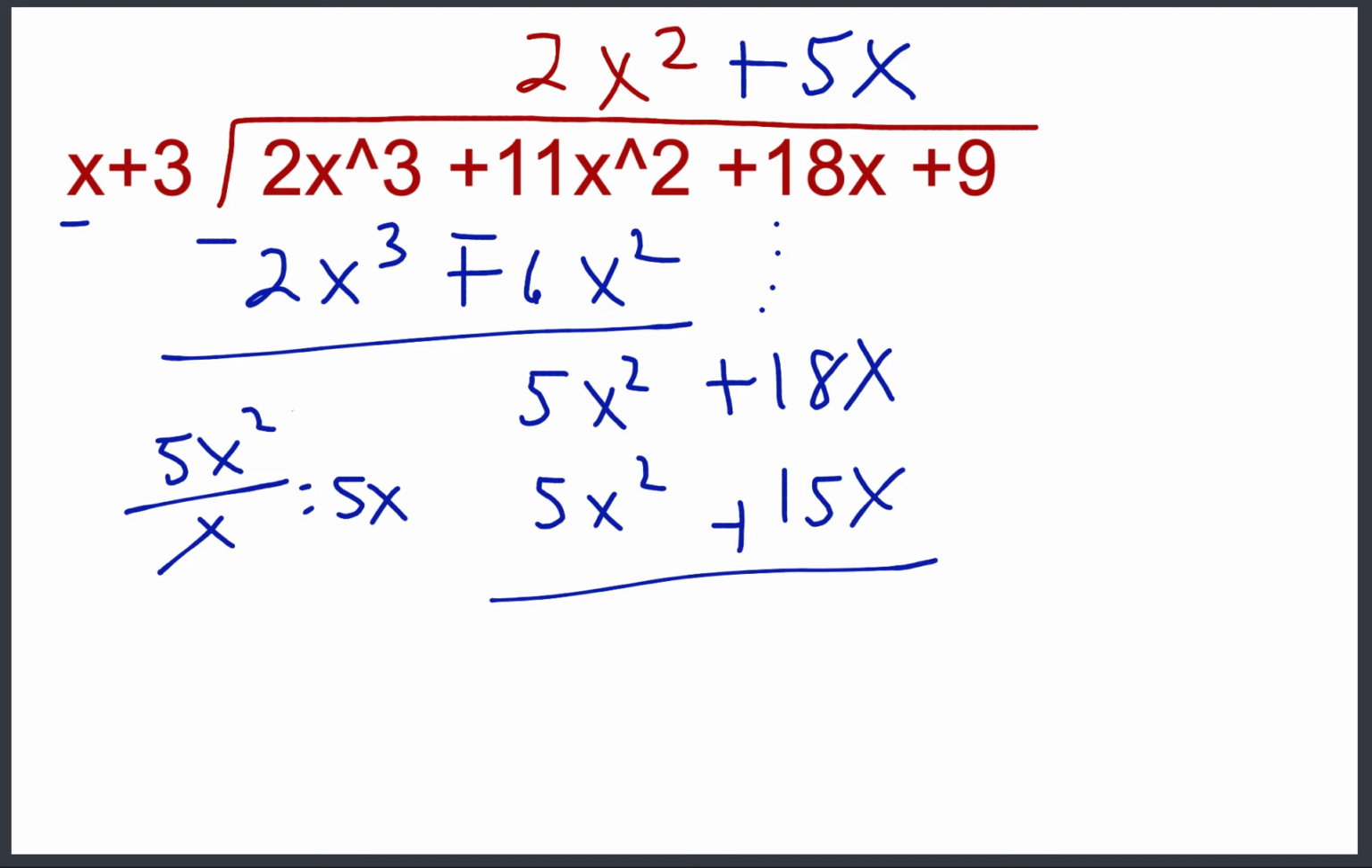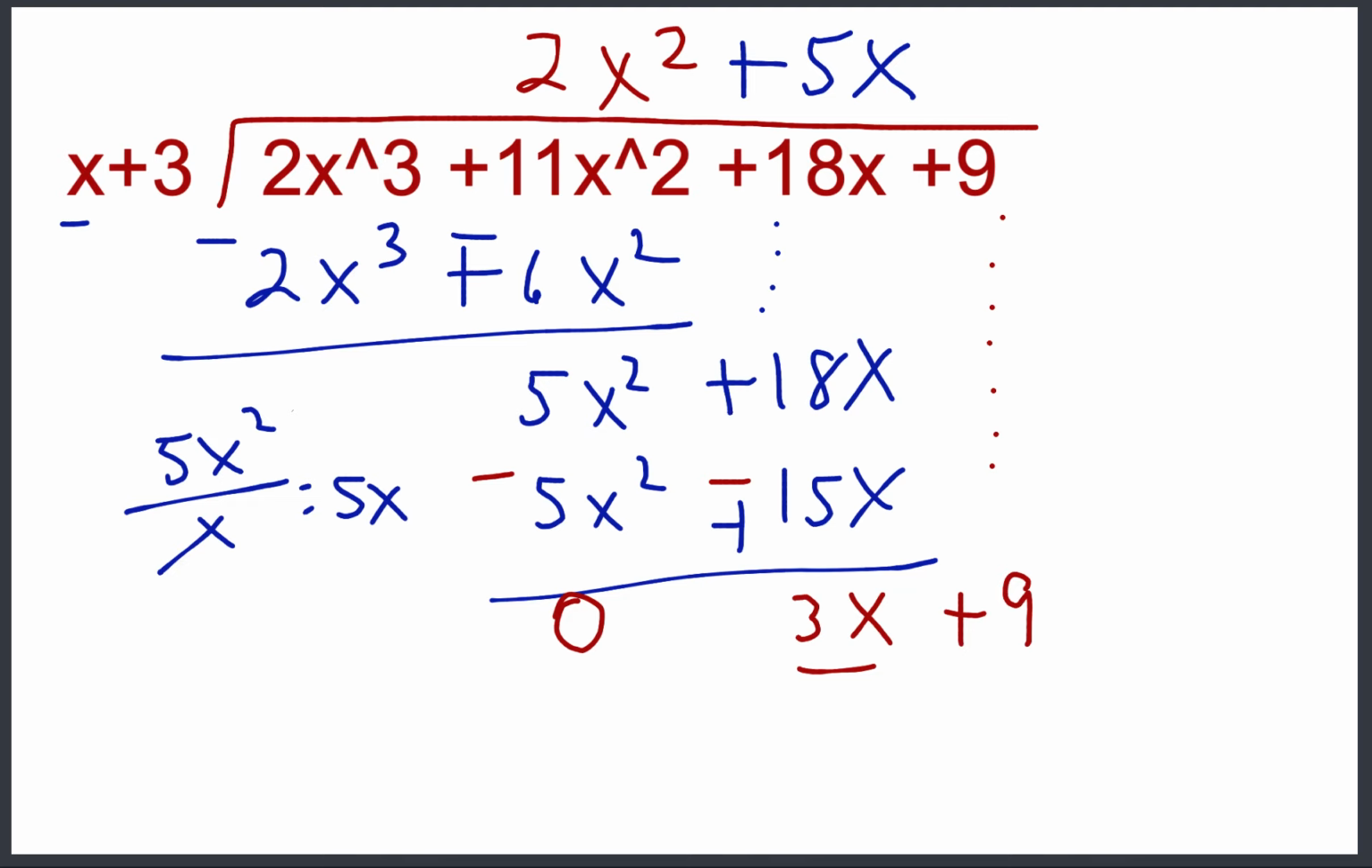Now, good thing, I'm going to subtract here. And when I subtract, signs change. This first column gives me 0. Always will. And the second column will give me 3x. And then I bring down that little last 9 constant there.